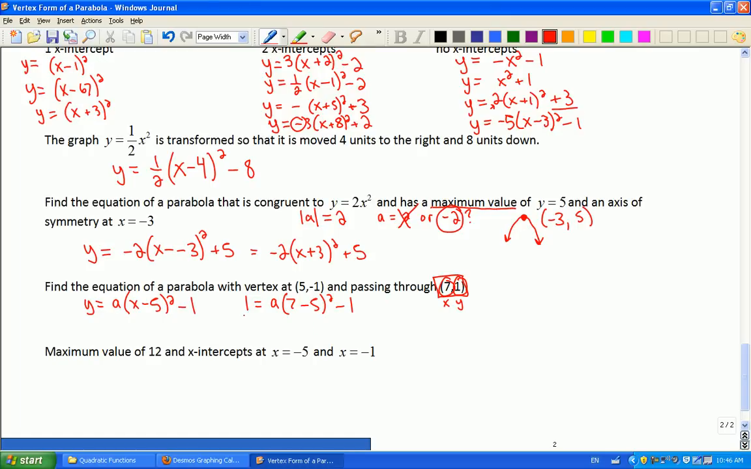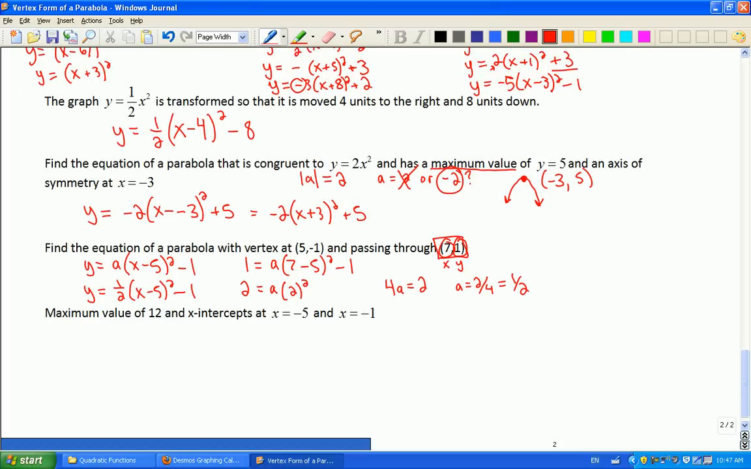So all I've done is put in the x and y values from the point, and I can solve this equation. If I move my 1 to the other side, 2 is equal to a times 2², so 4a is equal to 2. So a is 2 over 4, which is 1/2. That gives me 1/2 (x - 5)² - 1.